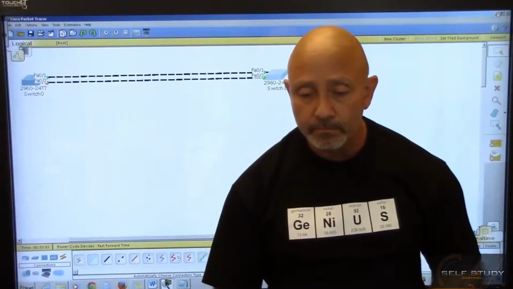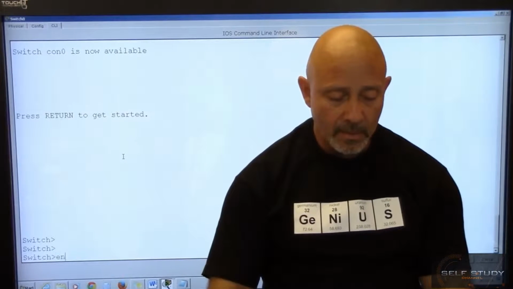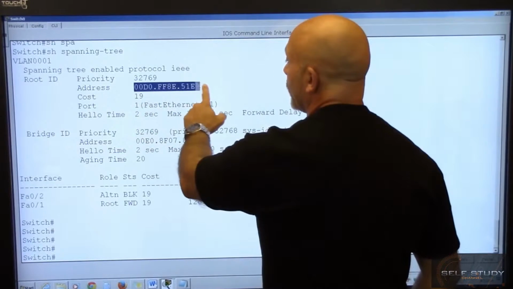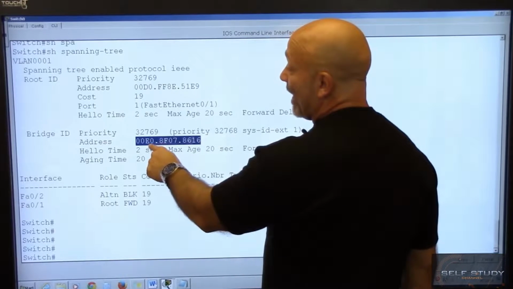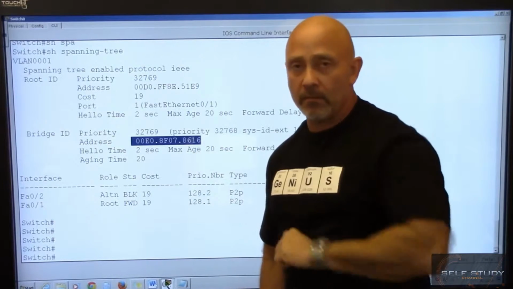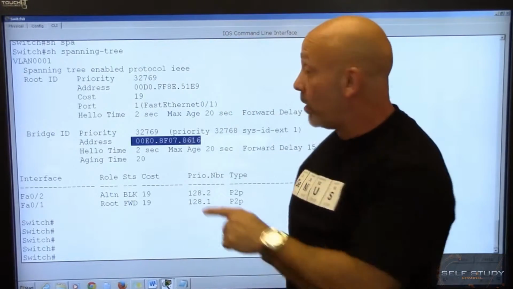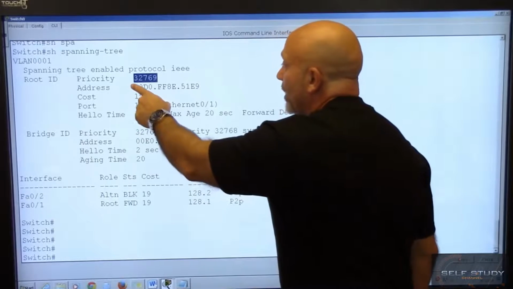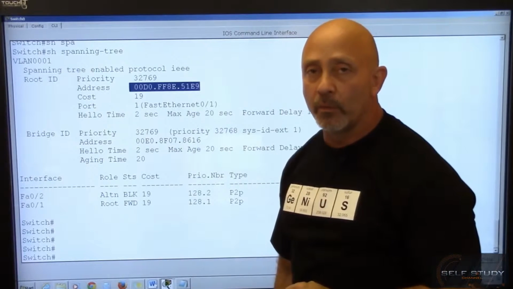So let's go to the other switch. Let's maximize it. Enable. Show spanning tree. So here's the MAC address of the root bridge, and here's the MAC address of this switch that we're in. Well, now you see that E is greater than D, so this is a higher MAC address. So indeed, since it could not use the criteria of the priority number because they're all the same, it chose to go to the second option and say, hey, I'm going to choose the one with the lowest MAC address, and that one's going to become the root bridge.